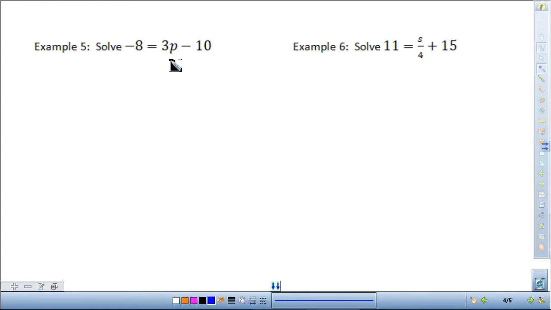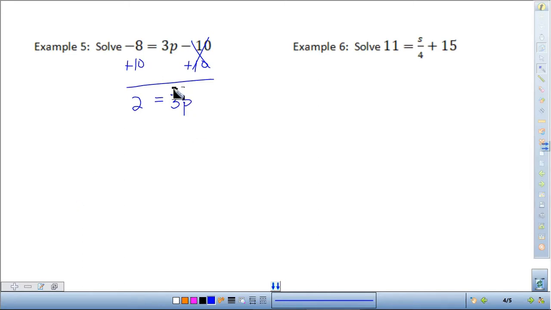So as I look at this, here's my variable on the right-hand side. I see that 10 is being subtracted from that on the right. So we're going to do the opposite of that, and we're going to go ahead and add 10 to both sides. Even if you decide to flip that around, you're still going to be adding 10 to both sides as your first step. Negative 10 plus 10 is going to be 0, so that cancels out. On the right-hand side, we're left with 3p. On the left side, negative 8 plus 10 is going to give us positive 2.